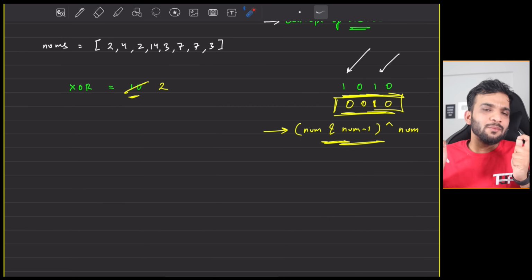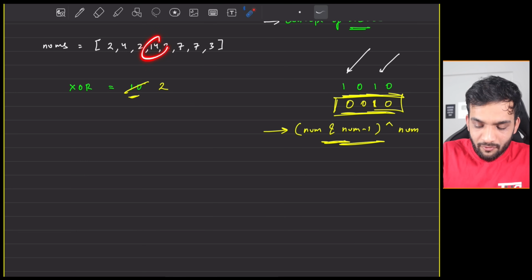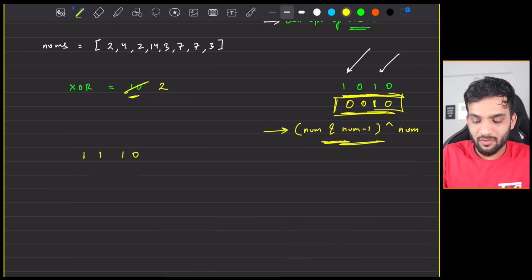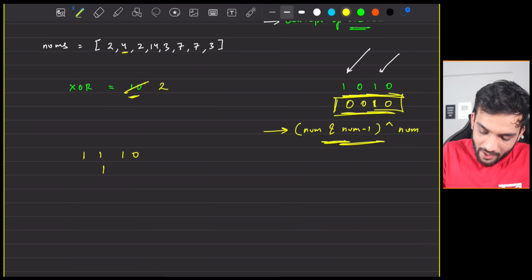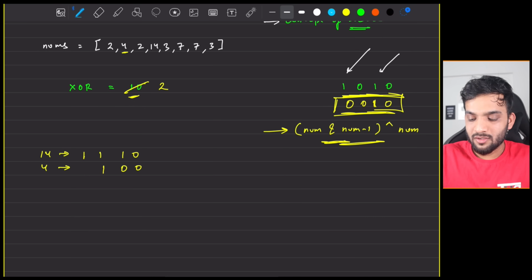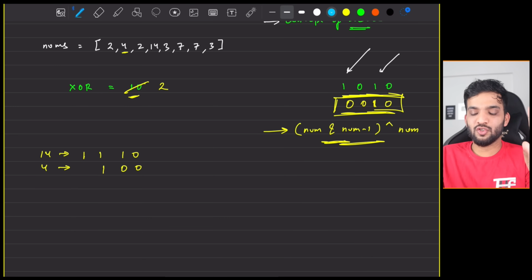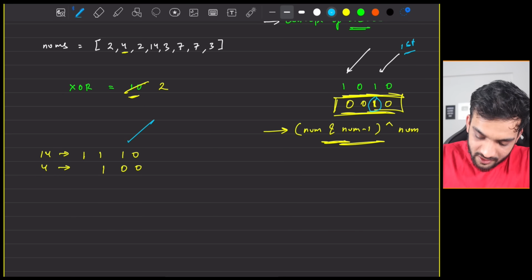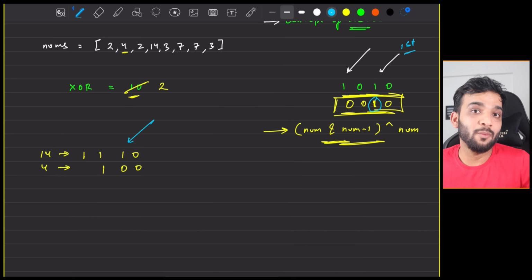If I ask you a very simple question, 14, what is that? 1, 1, 1, 0. 4, what is that? 1, 0, 0. So 14 is this, 4 is this. Have a careful observation. This is the first bit from the right. This is the first bit from the right.